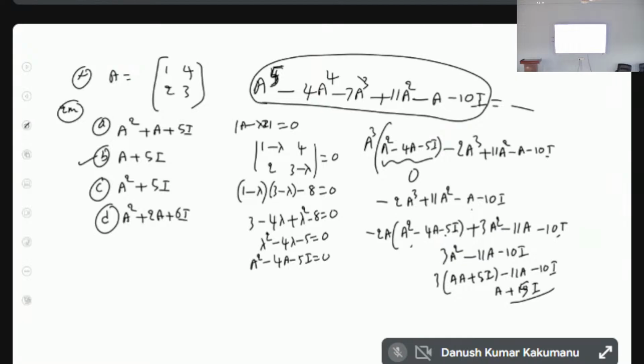Write down the next small topic: linear dependence and independence of vectors. One continuation, linear dependent, independent.